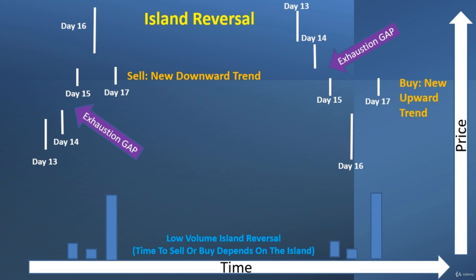We're going to watch to see what happens on day 17. What happens on day 17? The price goes back up significantly. We see that high volume. We see that we have an island reversal, but actually it's going in the other direction, and we want to buy on that. Now we're seeing a new upward trend that is forming, and so this would be a great buy signal, kind of confirming with that volume that we have an island reversal going in the other direction.